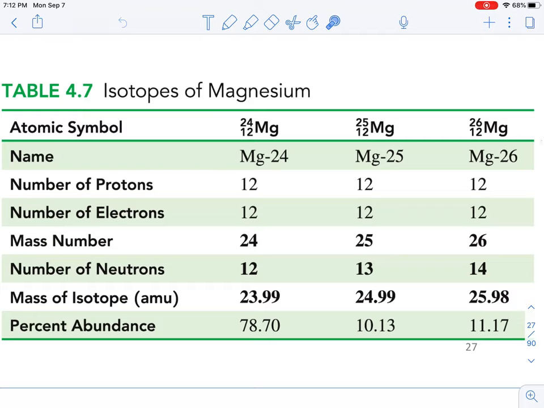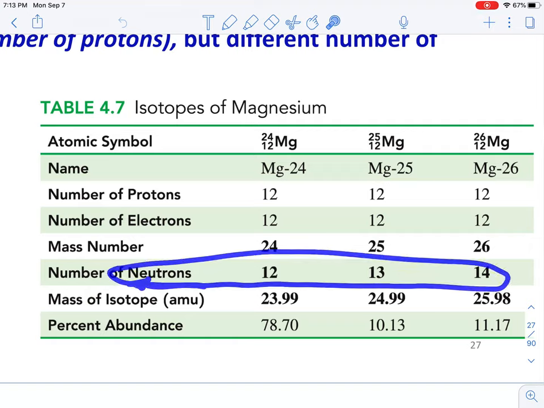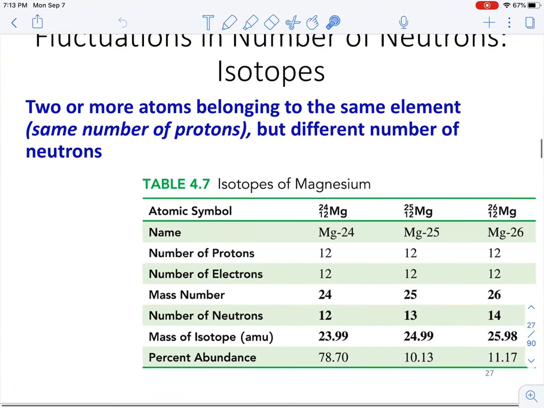Now, these three isotopes of magnesium have different abundances. For example, if we're global travelers or scientists and we go around the world and collect all of the magnesiums, 78.70% of the magnesium that we collect has 12 neutrons. Approximately 10.13% has 13 neutrons, and about 11.17% has 14 neutrons. Once again, the main idea of isotopes is that we have a change in the number of neutrons belonging to the same element, and that will change their mass number. But everything else, number of protons and number of electrons, stays the same.